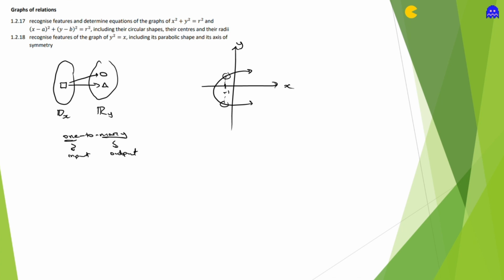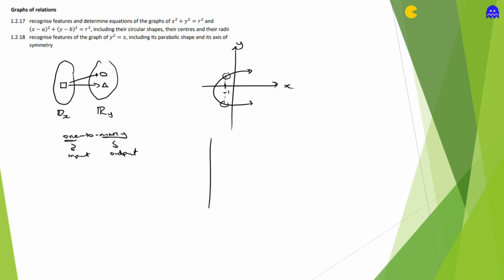And so in order to test whether something is a function or a relation, we can do a vertical line test. If the vertical line intersects with your function or relation more than once, then it is considered a relation. And if it only passes through once, it is considered a function.